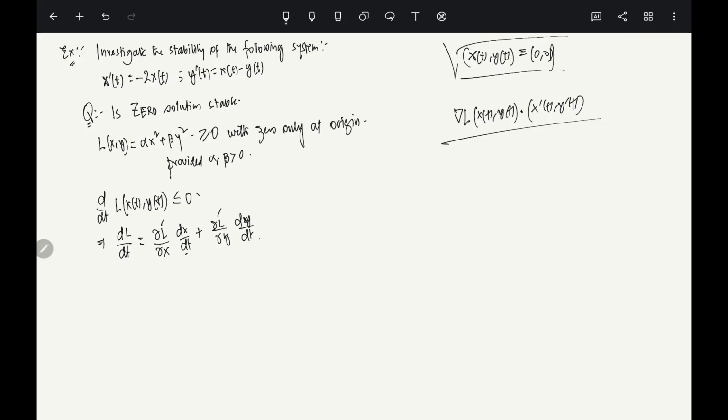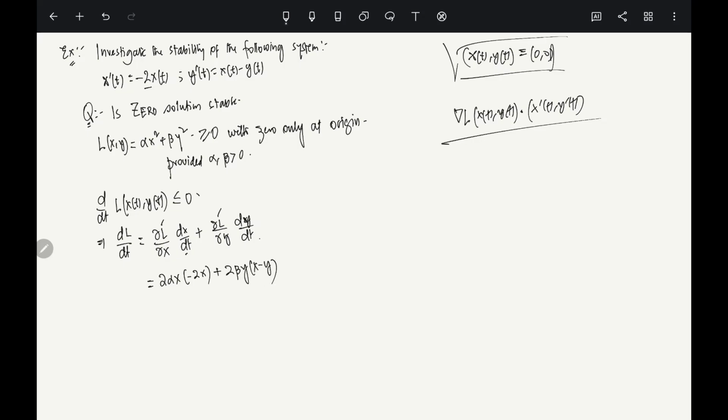Okay, so you see, if we write everything properly, it is 2 alpha x times x prime t, which is minus 2x, plus 2 beta y times y prime t, which is x minus y.